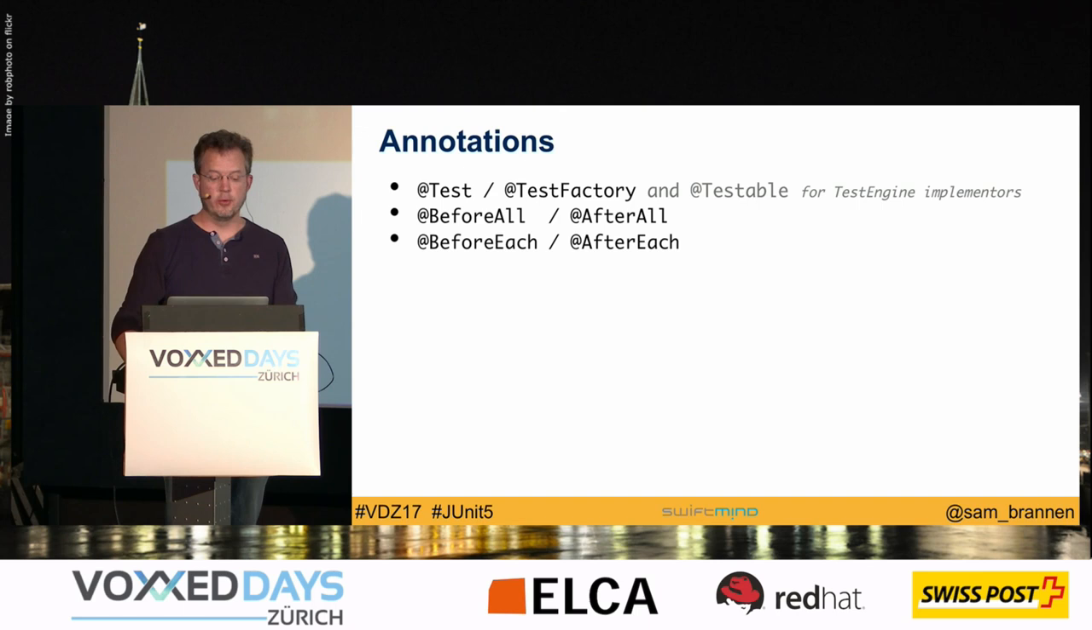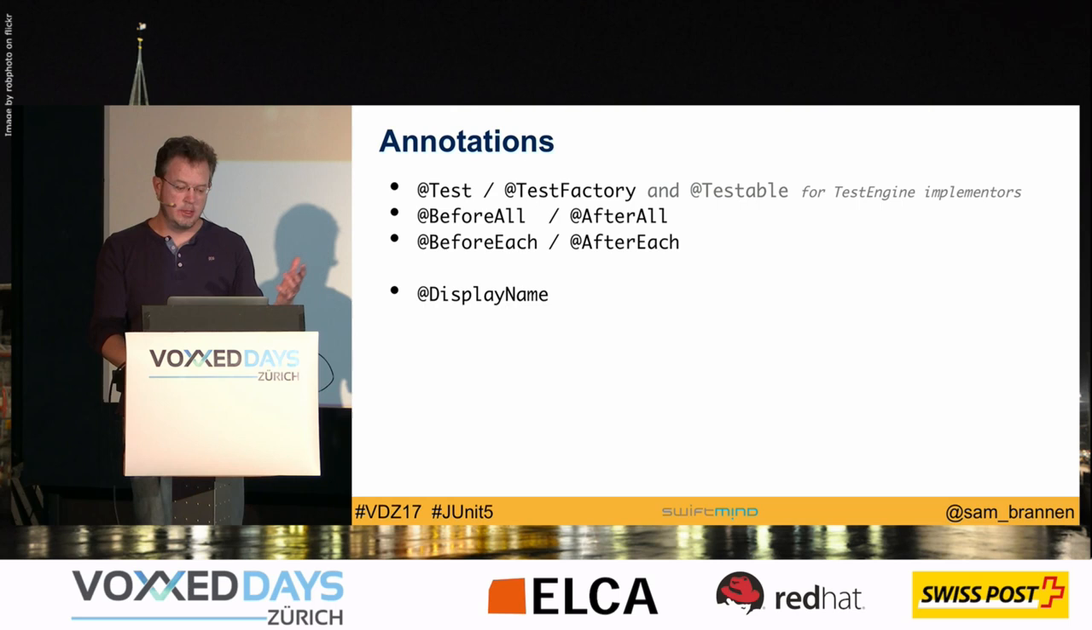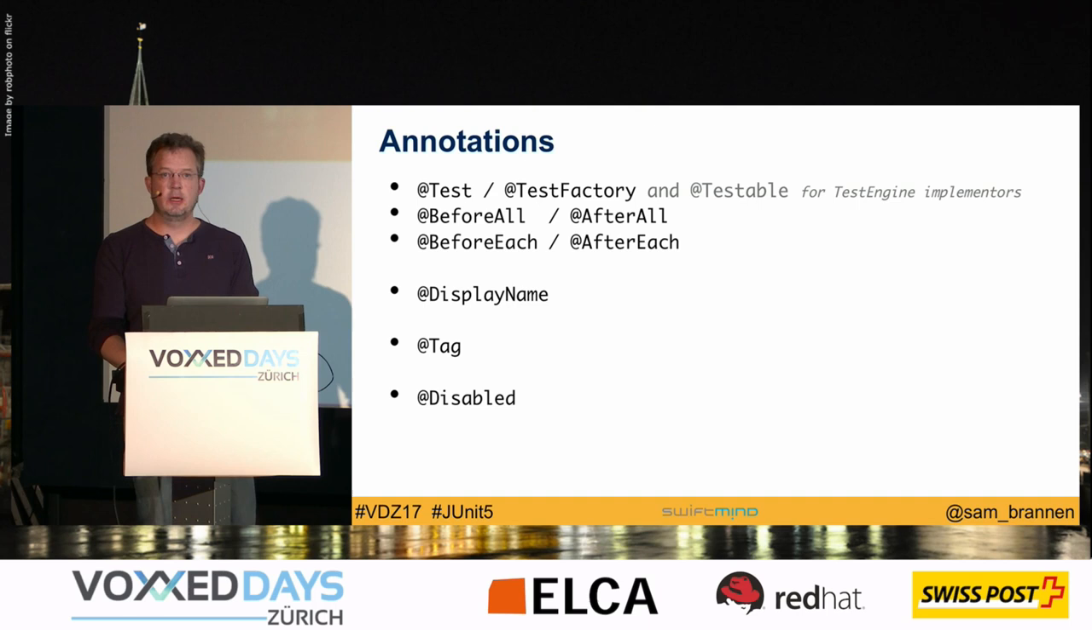If you want to configure a custom display name, you just use the @DisplayName annotation, @Tag for tags, and @Disabled is the new version of @Ignore. And again, the reason is because we have the support for conditions, and conditions are either enabled or disabled. That's why @Ignore maps onto @Disabled, and @Nested for nested test classes.